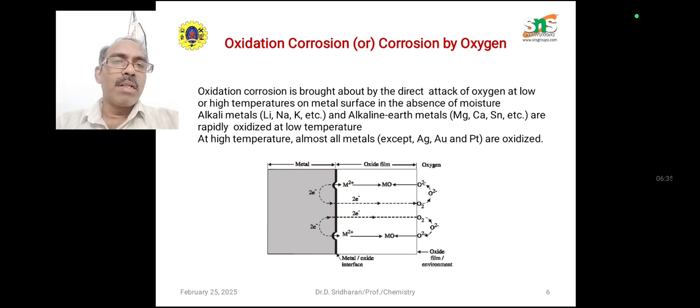This diagram represents oxidation corrosion. The metal reacts with the atmospheric air, here the oxygen, forming metal oxides. It shows the metal, the oxide film, and oxygen. So the metal forms metal oxide by reacting with the oxygen.